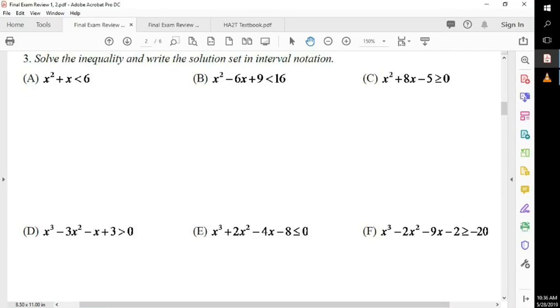Alright, like I said, I'm going to do this two ways. The first way is with a sign line graph. The second way is with a graph.